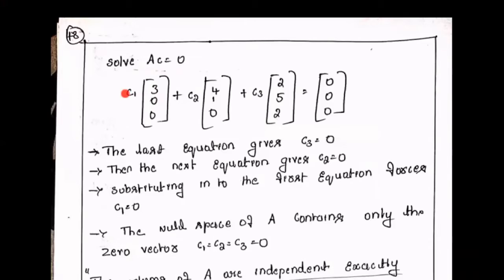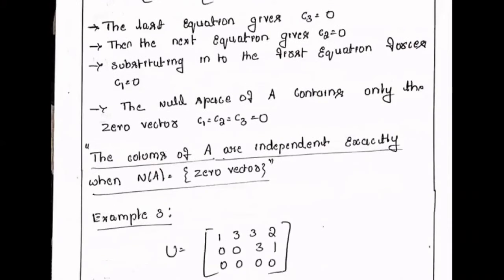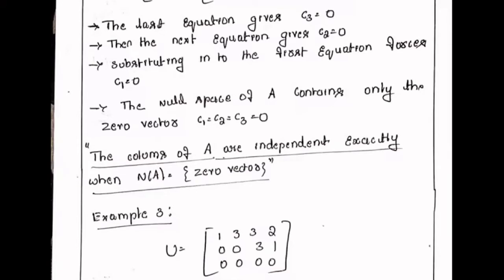So after you try to find the values of C1, C2, C3, C1 will be equal to 0, C2 will be equal to 0, C3 will be equal to 0. And if you try to find the null space of the linearly independent vectors, then it will be 0. Null space, it will not contain anything. Okay. So if you try to find the null space of A, it will have only the zero vector. So then you can call it linearly independent.